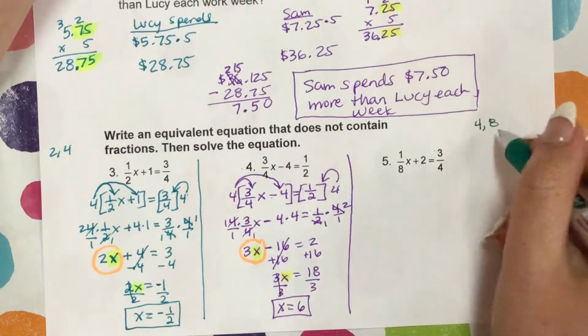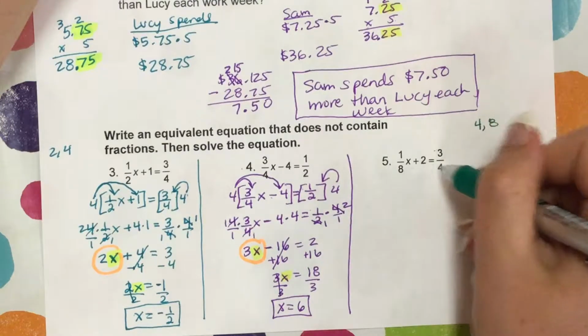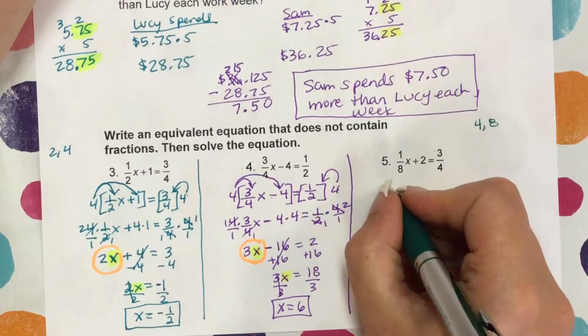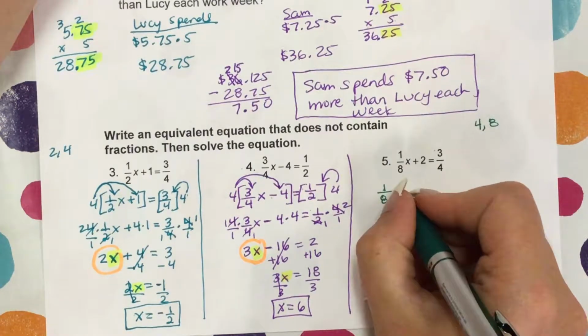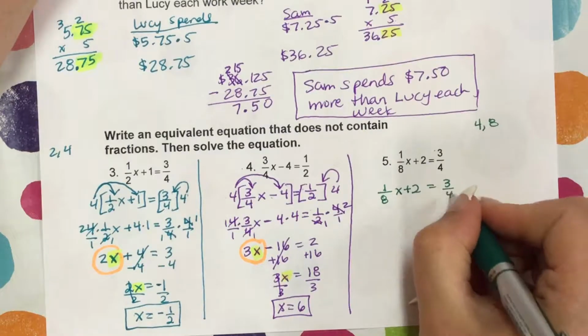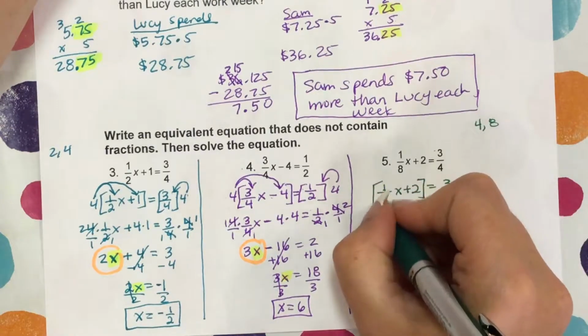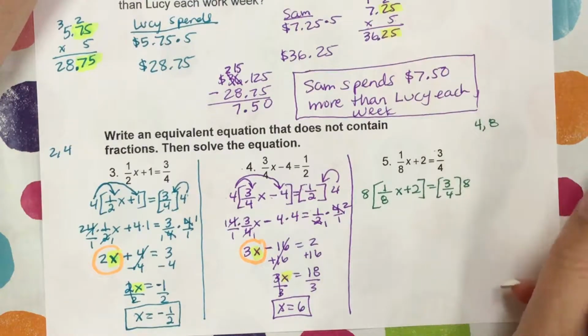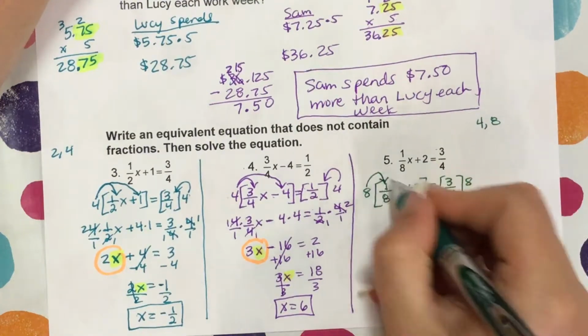So therefore we know that 8 is going to be the least common multiple, which means we're going to have to multiply both sides of this equation by 8. So I'm going to rewrite it. 1/8 x plus 2 equals 3/4. And we're going to multiply this side of the equation by 8 and also this side of the equation by 8. So let's go ahead and do that first.